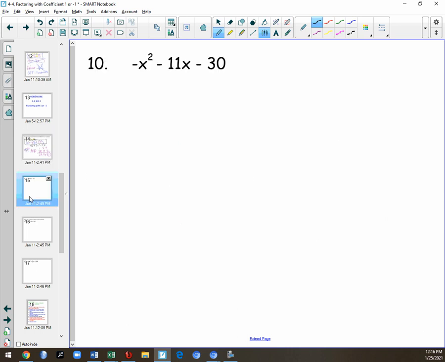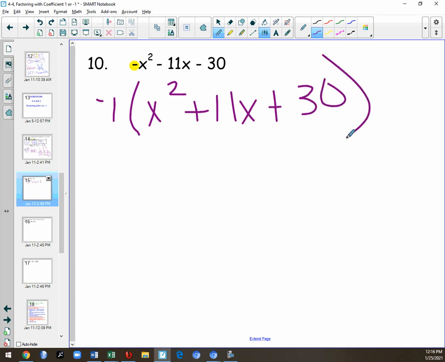Number 10. First thing you're going to do is look at your leading coefficient. Your leading coefficient is what is attached to the x squared term. Is it a -1? So therefore, I'm going to pull out a factor of -1. So if I pull out a -1, that means I'm doing division. Negative x squared divided by -1 is positive x squared. Negative 11x divided by -1 is positive 11x. Negative 30 divided by -1 is positive 30.